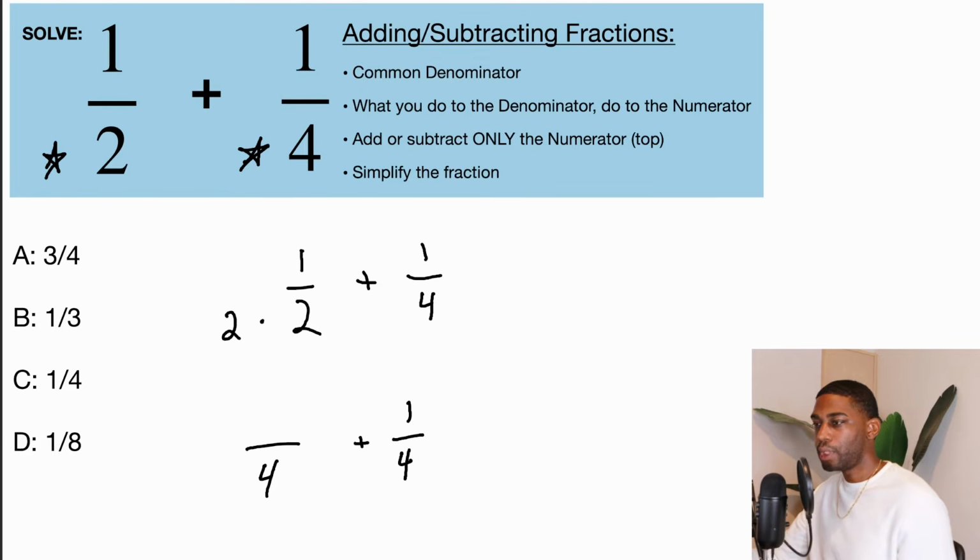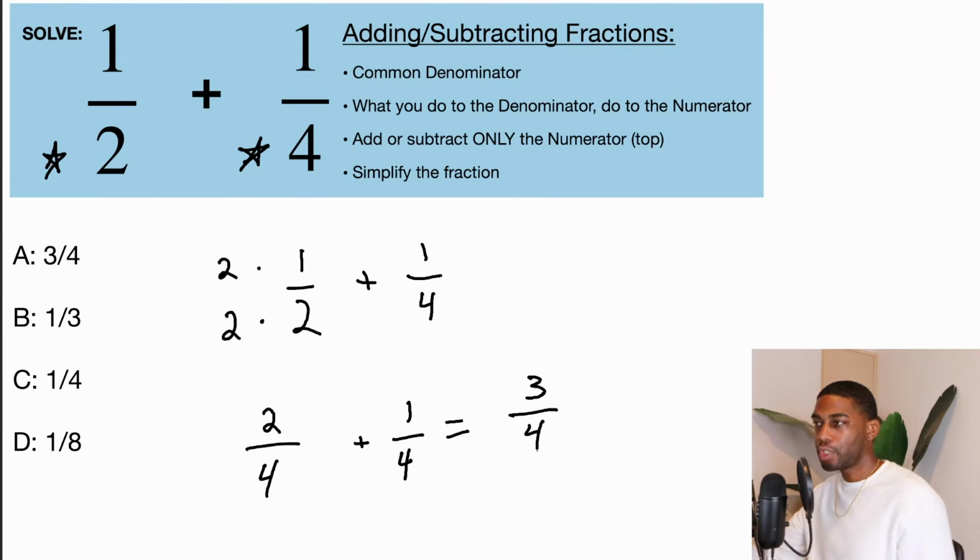Whatever we did to the denominator on this side, we also have to do to the numerator, or the top number, on this side as well. So we multiplied by 2. Is that correct? So 2 times 1, we know, is 2. This will be our new equation: 2 over 4 plus 1 over 4. Because we have a common denominator, we can now add the numerators. So 2 plus 1, we know, is 3. And the denominator stays the same.